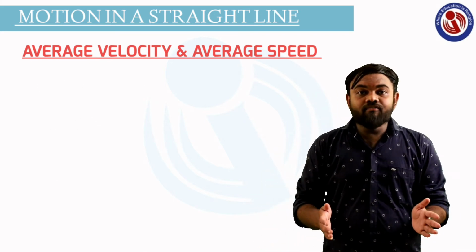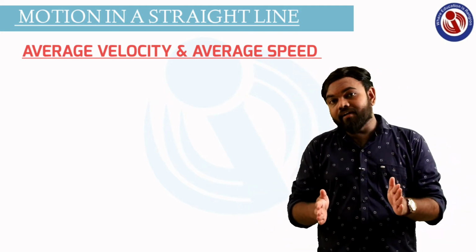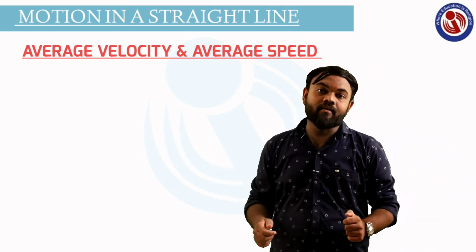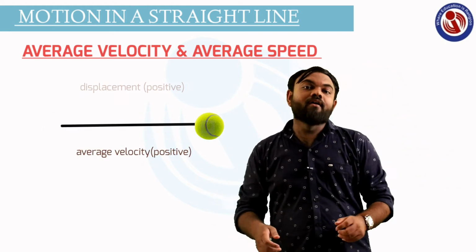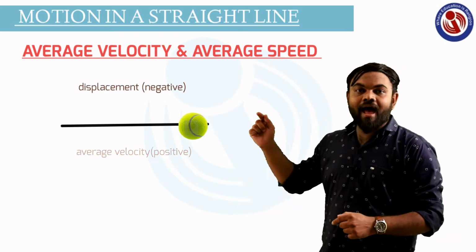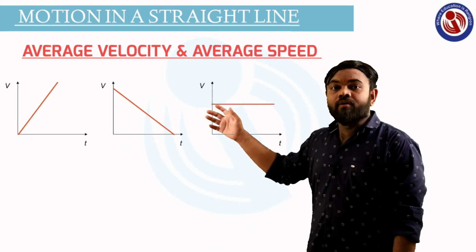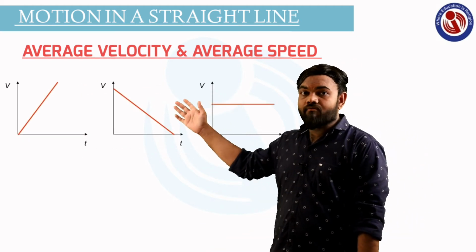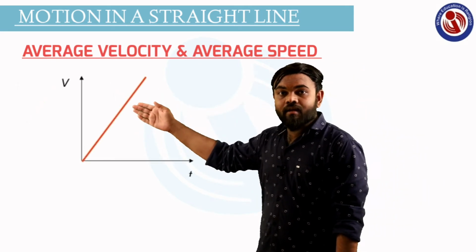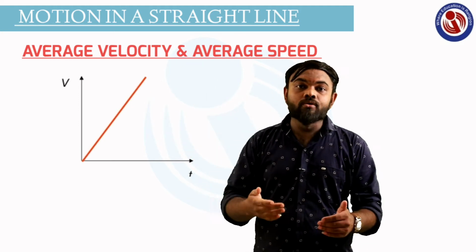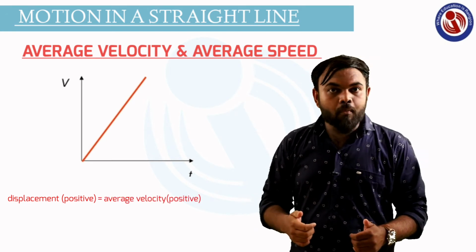Now average velocity is positive or negative depending on the sign of the displacement. If displacement is positive, then average velocity is positive. If displacement is negative, then average velocity is negative. Here we show different types of graphs for average velocity. The first graph shows linear, meaning a straight line graph. It shows displacement is positive, that's why average velocity is positive.